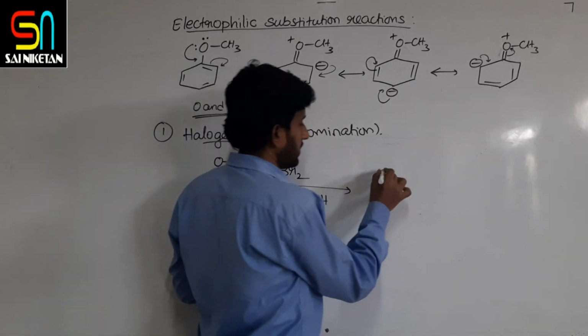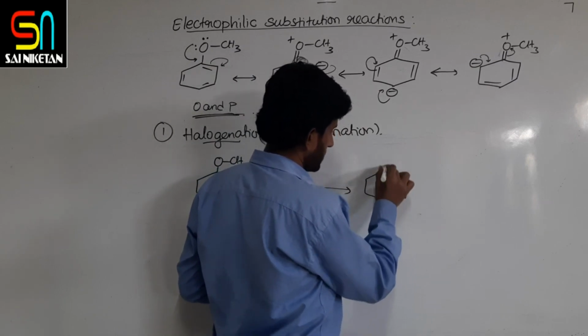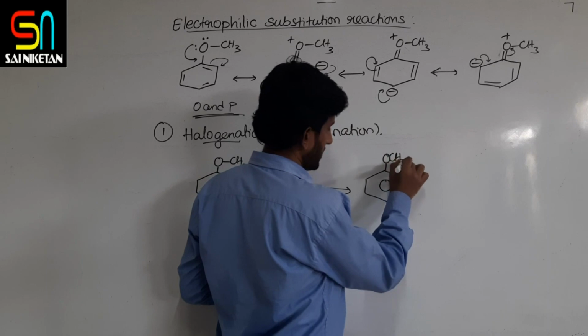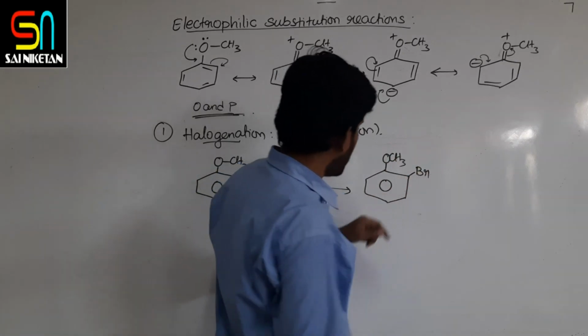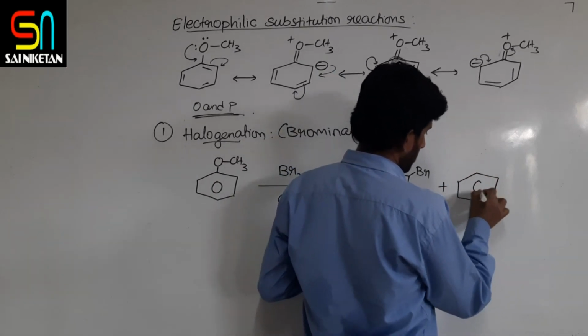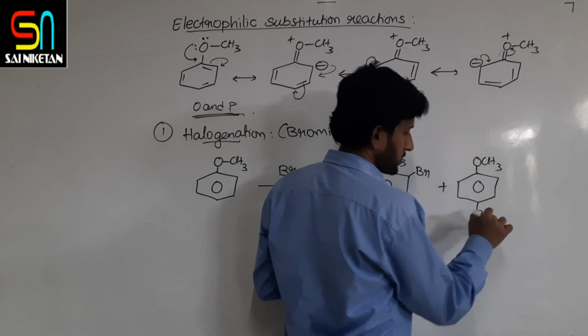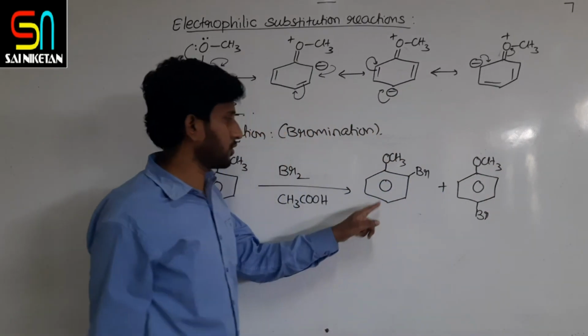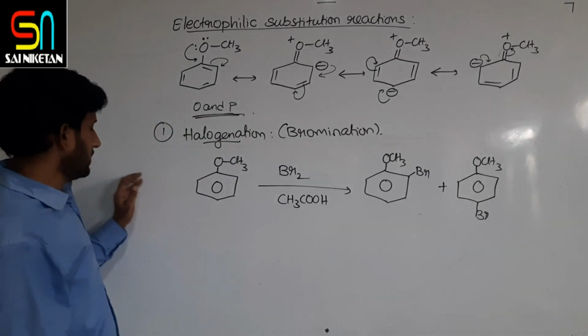So you will get two isomers. What are the two isomers? You will get orthobromoanisole and what is the other isomer? Parabromoanisole. Orthobromoanisole and parabromoanisole are obtained.